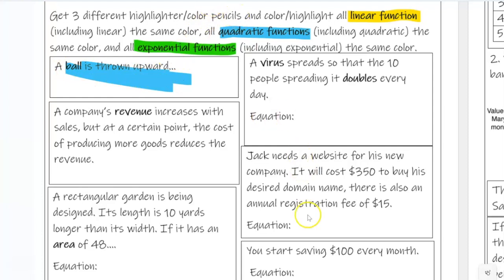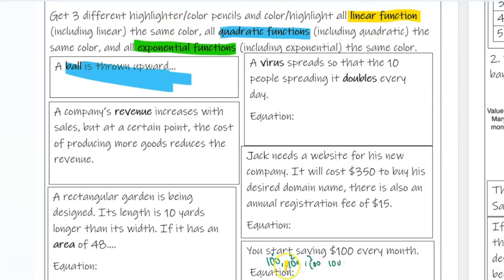All right, let me pick another random one. You start saving $100 every month. All right, let's think about that. First time of the month, I save $100. The next month, so this is month 1. Month 2, I save another $100. Month 3, I save $100. And I keep saving $100. All right, how is this changing? It is a constant rate of change. Therefore, that means it's linear, which is going to be yellow.